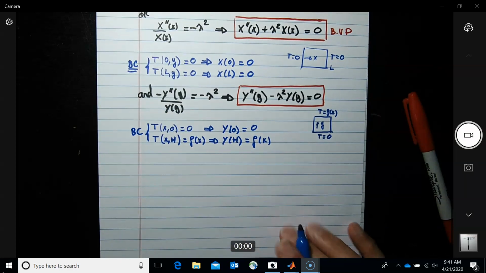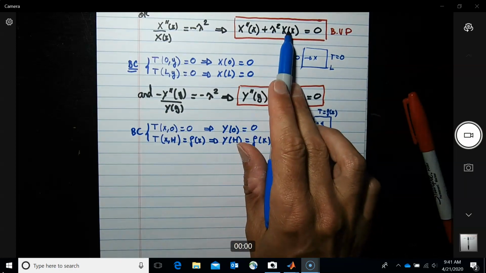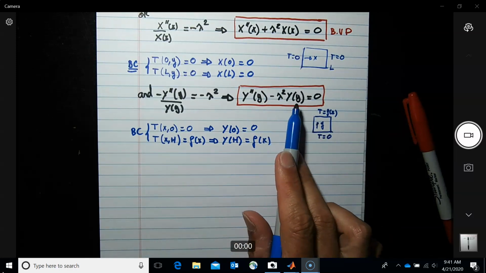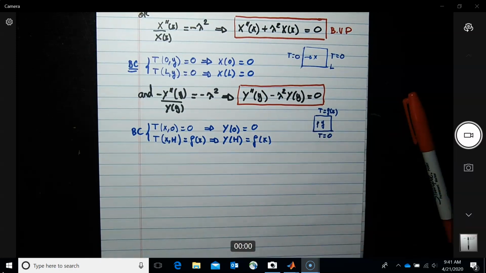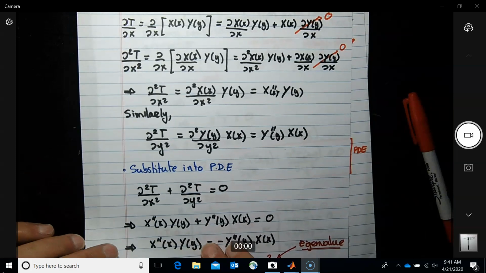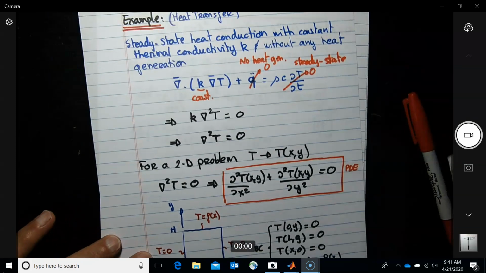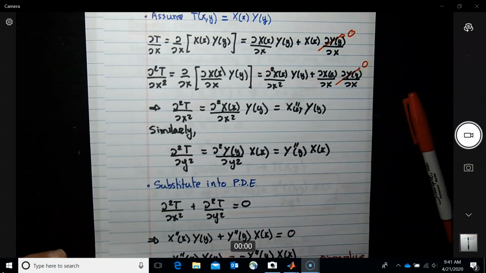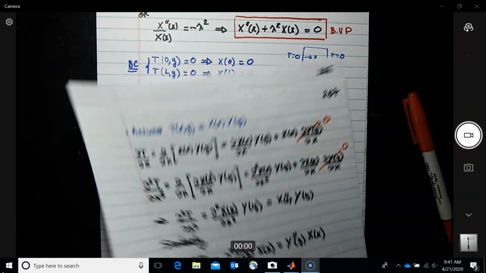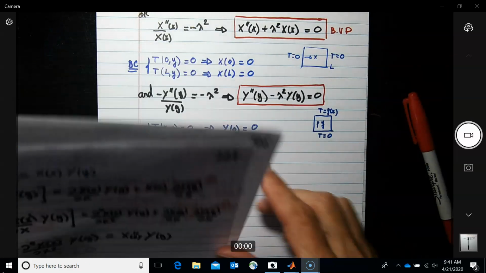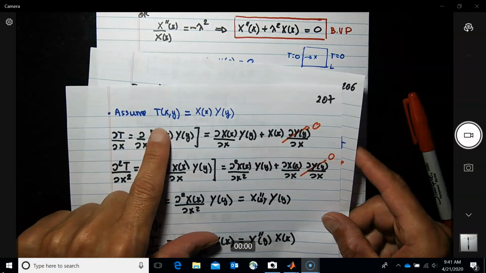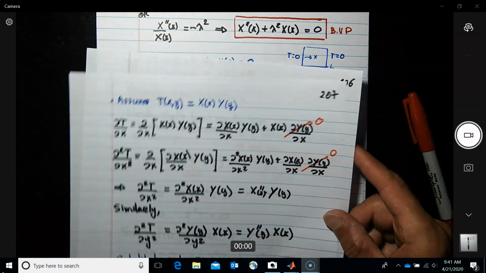So that's basically the whole thing. And then from here you're going to find a solution f of x, and from here you're going to find a solution y of y. And then what will be the solution? You will substitute into the assumed solution, and this will be the final solution.